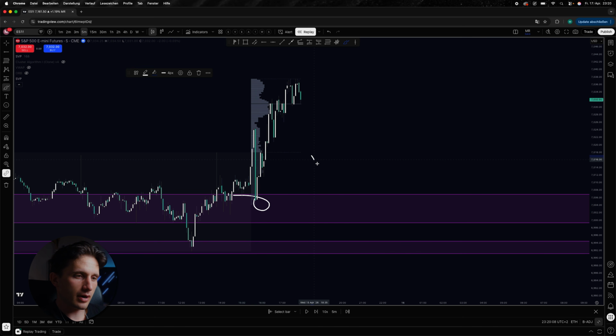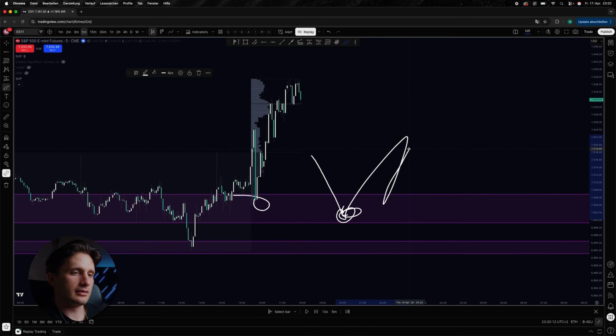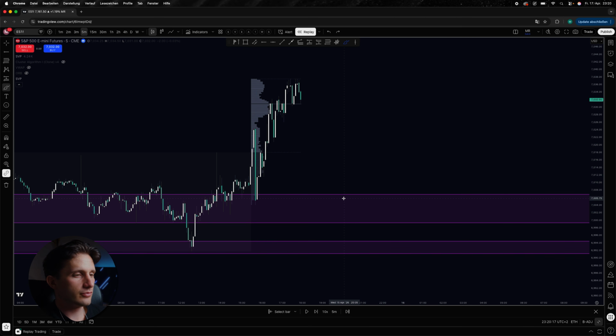What's happening when the market comes to a zone? You cannot jump in blindly here. That's ridiculous. You don't do this on any zone. If you're trading ICT or whatever, you don't jump in when the market hits a specific zone. You need confirmation. You always need confirmation.